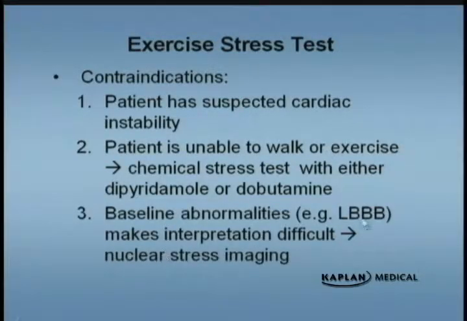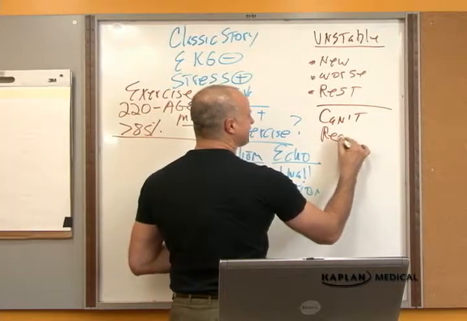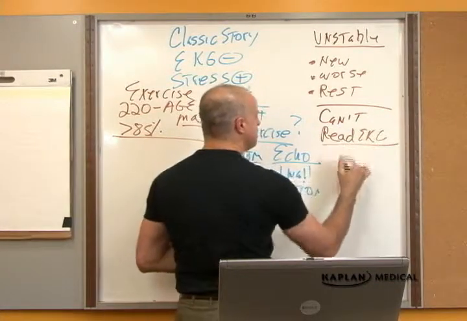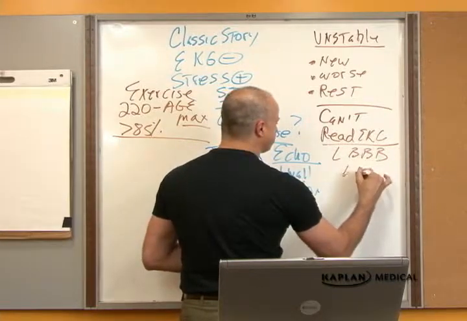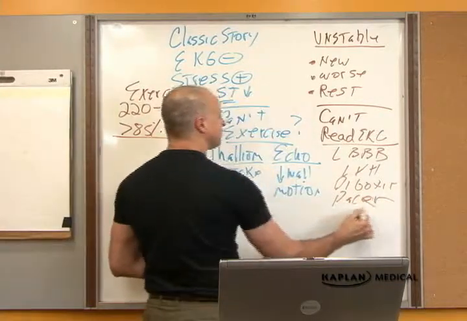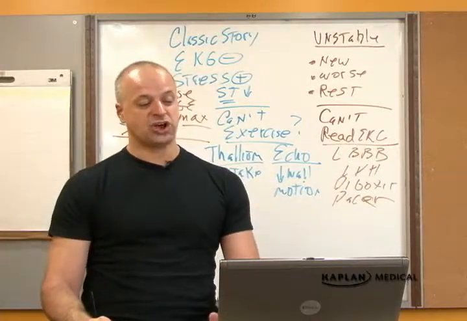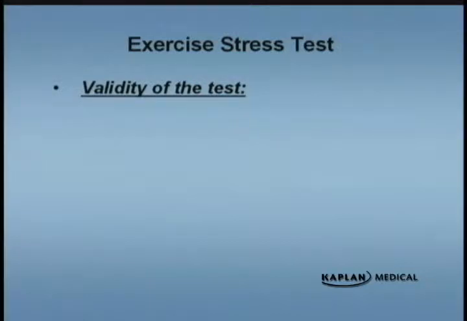So, if you have a baseline abnormality, a left bundle branch block, left ventricular hypertrophy, digoxin effect, I can't read the EKG because I have a left bundle branch block. I have left ventricular hypertrophy. I have digoxin effect. I have a pacemaker in place. If you can't read the EKG, you have to have an alternate way of imaging the heart, and that is to use thallium or echocardiography. The normal stress test is based on, one, I can exercise.